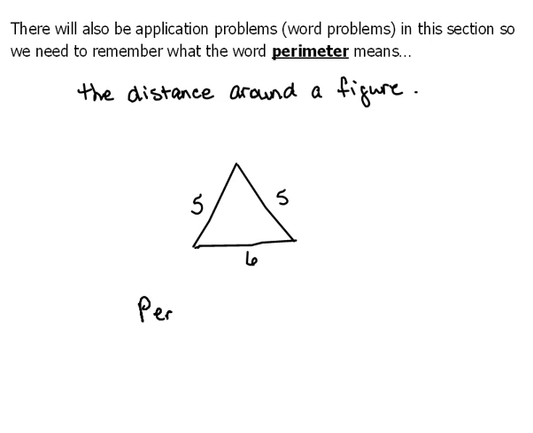So the perimeter of that figure would be 5 plus 5 plus 6, which would be 5 plus 5 is 10, plus 6 would be 16. So our perimeter here for this problem would be 16. Just don't forget what the word perimeter means. You'll see it from here on out.